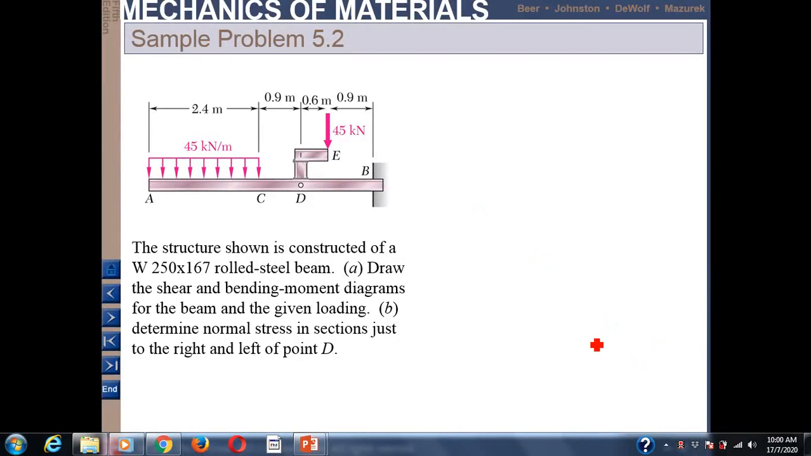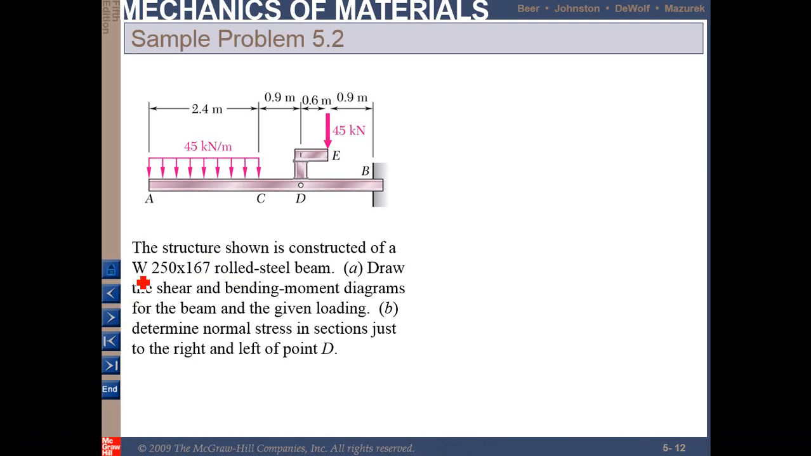Okay, let's continue with another example, which is sample problem 5.2. So the structure shown is constructed of a W250 times 167 rolled steel beam. This number is actually just a code. Okay, this is just a code, so you don't need to worry about using this value. It is not a value, it's just a code to represent the content of this beam.